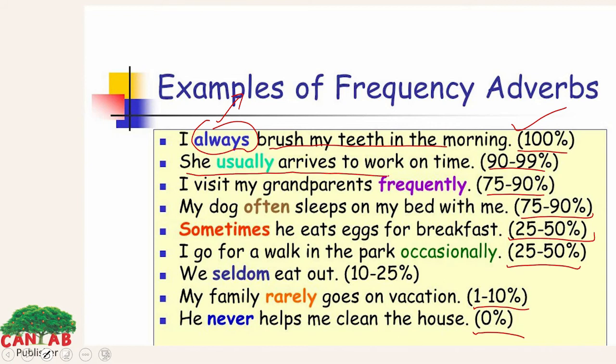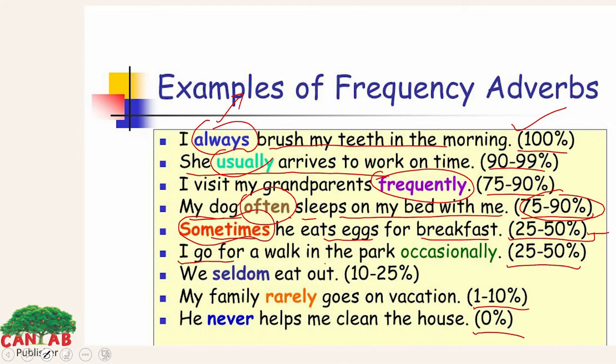She usually arrives to work on time. अब usually का percentage क्या है? 90 to 99%. I visit my grandparents frequently. ज़्यादा होता है frequently. 75 to 90%. My dog often sleeps on my bed with me. 75 to 90% here. Sometimes he eats eggs for breakfast. Sometimes, कभी कभी. तो इसका percentage क्या है? 25 to 50%.